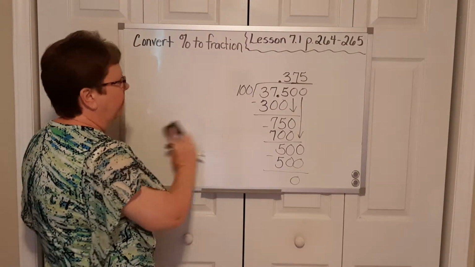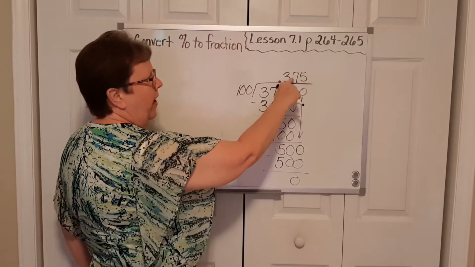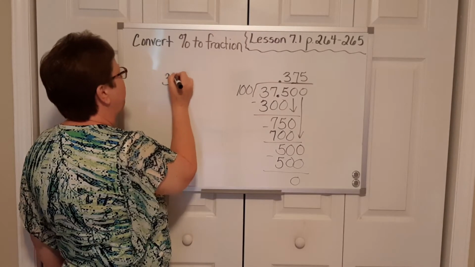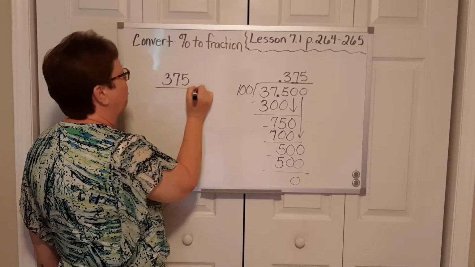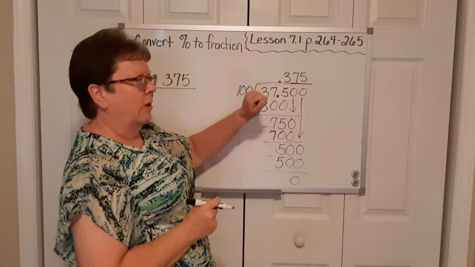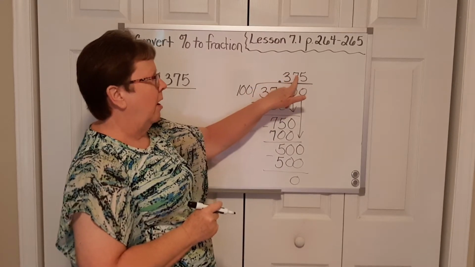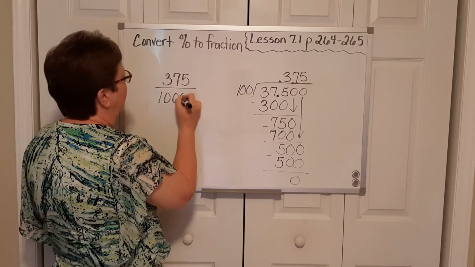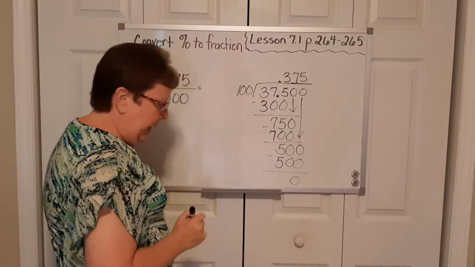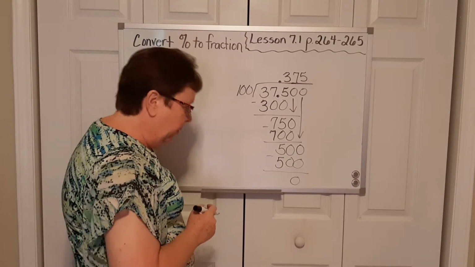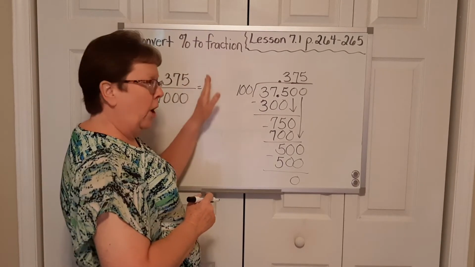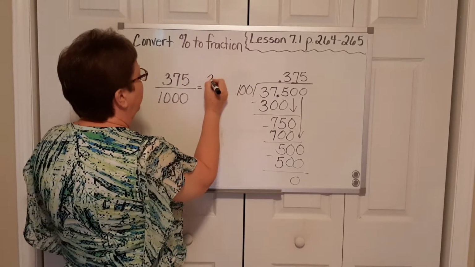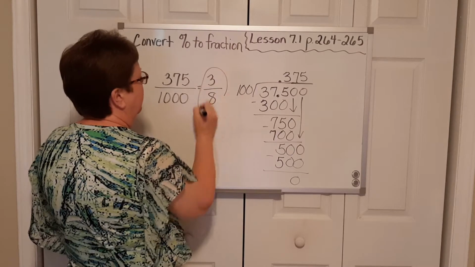Now, we're going to write that as a fraction. So that would be 375 over, and let's look at our place value: tenths, hundredths, thousandths. So it's going to be over 1,000. And again, you'll need to use your divisibility rules to help you reduce this. If you reduce it correctly, you will get 3/8.